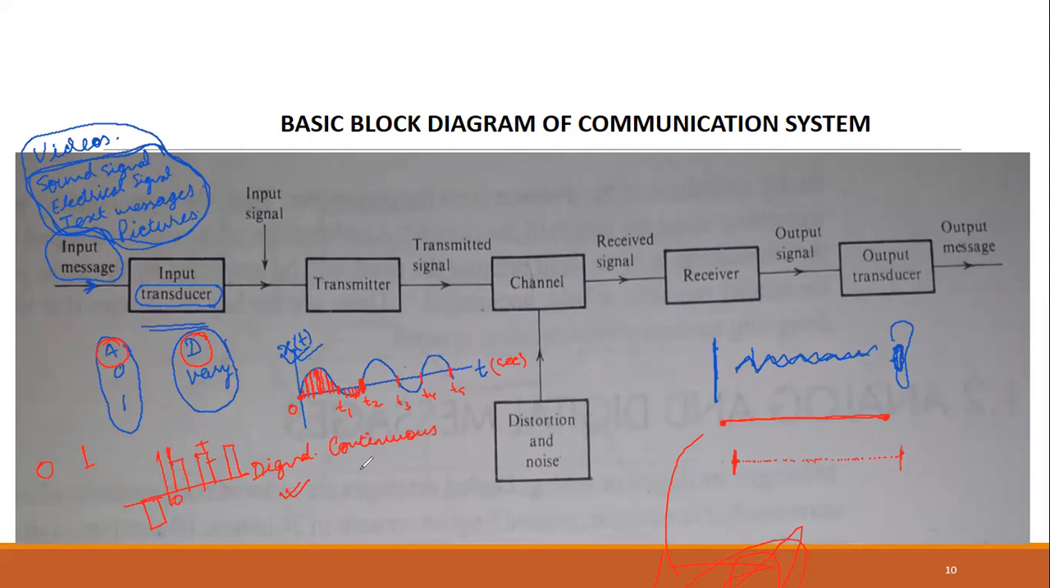सो कंटिन्यूअस सिग्नल में क्या होगा? देयर आर इनफाइनाइट नंबर ऑफ वैल्यूज बिटवीन two time periods, but in the case of digital there will be only two values if we are interested about the binary system. Okay, so if we are taking as a binary system, then in that case we will have only two values, that is 0 and 1. So okay, so this is the very basic difference.